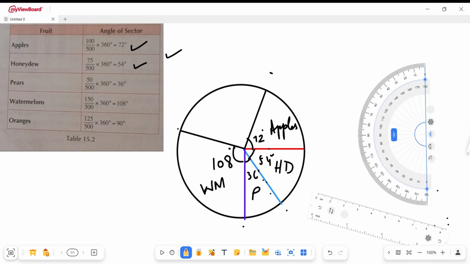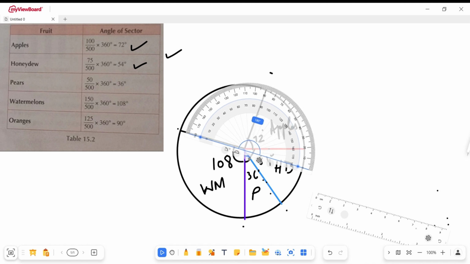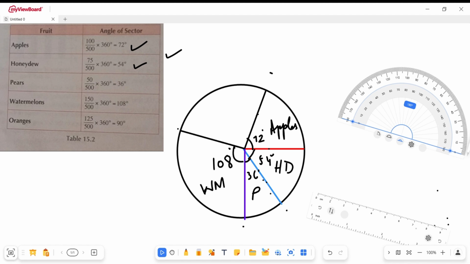Now we are left with oranges. It says 90 degree, so the last one is oranges. Check, this is 90 degree. The last angle automatically becomes 90 degree. So remove this and write down here 90 degrees. We know that another name for a 90 degree angle is perpendicular, a right angle. I'm writing 90 degree here, and this is for oranges. I hope students that you understood how to construct the pie chart. Thank you for watching.